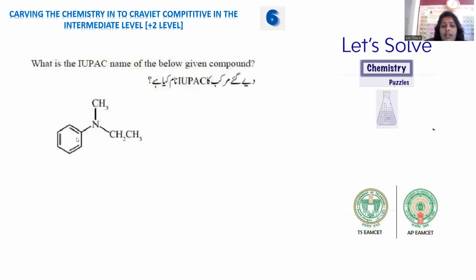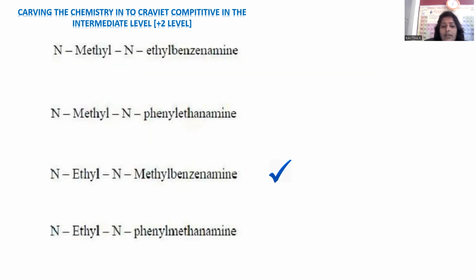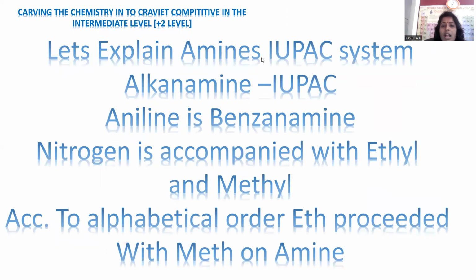N-ethyl N-methyl benzanamine is the correct IUPAC name of the given compound. Let's see how we can arrive at this nomenclature for the compound. Amines' general IUPAC nomenclature is given as alkanamine. Amines are called alkanamines. If you have one carbon, methanamine, two carbons, ethanamine, benzene, benzanamine. So if aniline is there, meaning a benzene containing NH2, we can say it is benzanamine as per the IUPAC naming, right? So benzanamine is the parent ring over here.